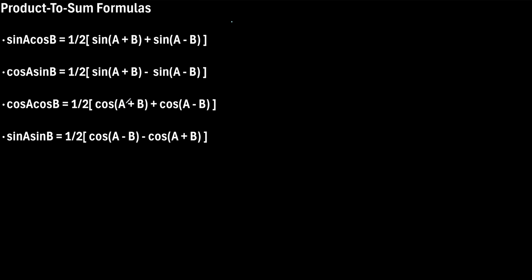So let's work through a few examples of how to use these product to sum formulas. Let's say that we want to write sine of 2x times cosine of 3x as a sum. How can we do that? Well, it looks like we can use this first product to sum formula right here, where we have sine of A times cosine of B. So let's go ahead and write that formula and fill in what we know.